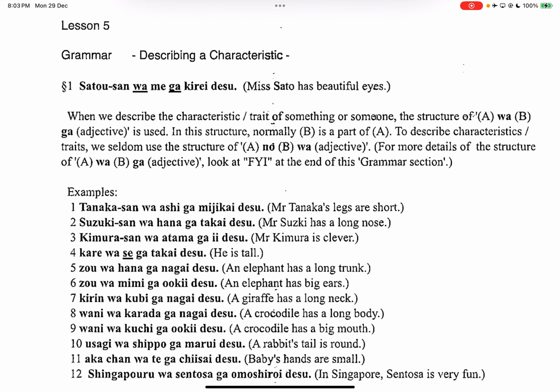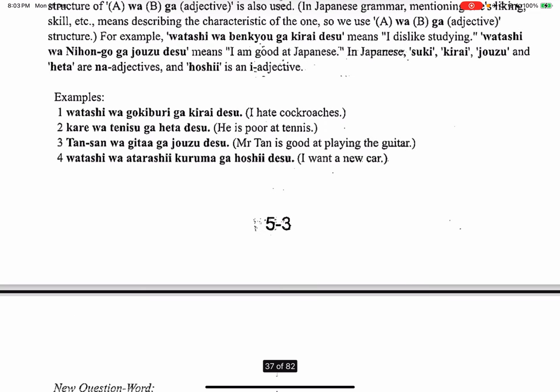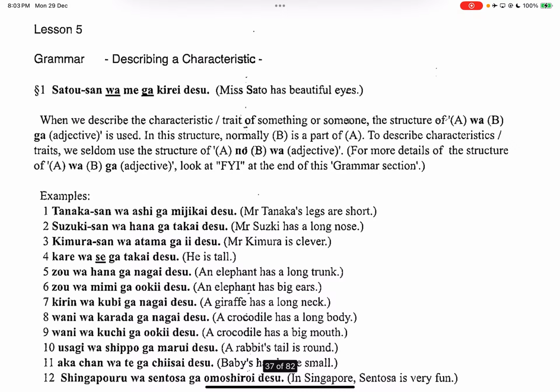We good. Lesson 5. Okay, page 5-3. Okay. Lesson 5. Describing a characteristic.